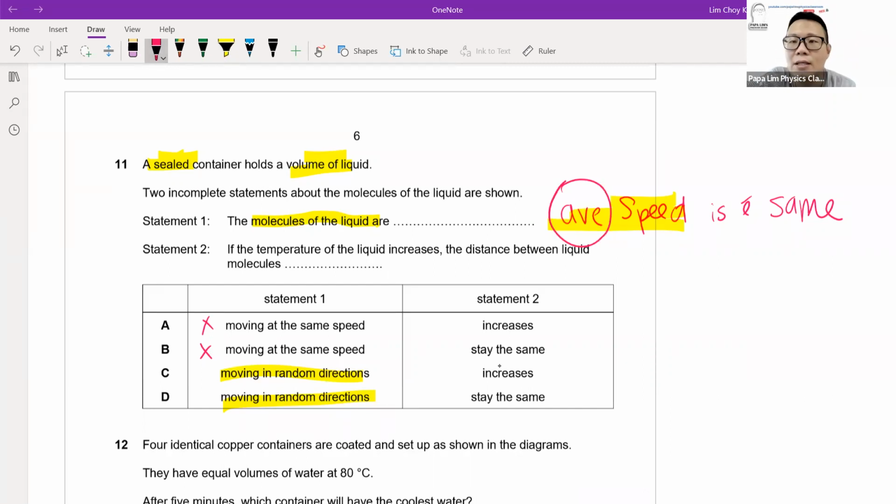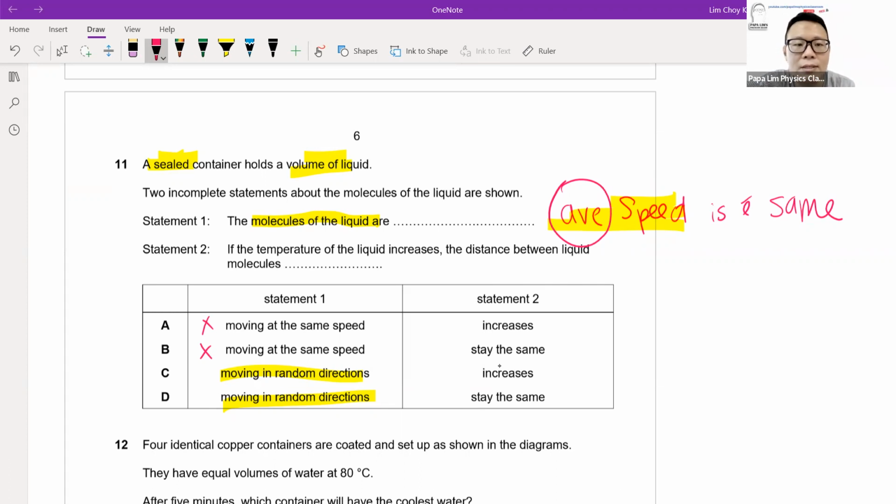So that's why A and B are wrong. A and B refer to each molecule moving at the same speed, which is inherently wrong, because there are too many molecules in the system to have the same speed. If the question said the average speed is the same, that would be a correct statement. But A and B talk about each individual molecule having the same speed, and that statement is wrong. So that's why I will eliminate A and B.